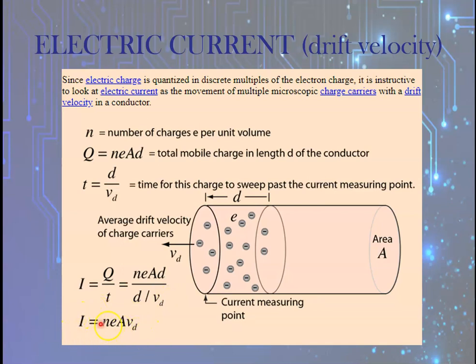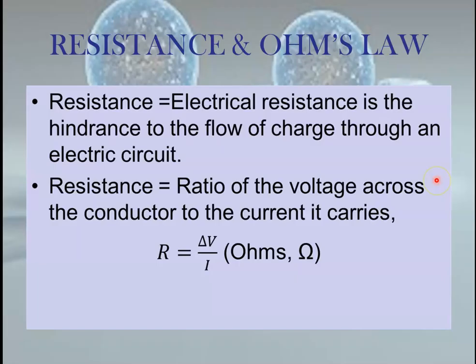So current is equal to n times e times A times the drift velocity, I = nAevd. If I need to find the drift velocity and I am given I, n, e and A, I just rearrange this equation to get the value of drift velocity. Once again, what is drift velocity? Drift velocity is the average velocity owned by this charge carrier to pass this current measuring point.